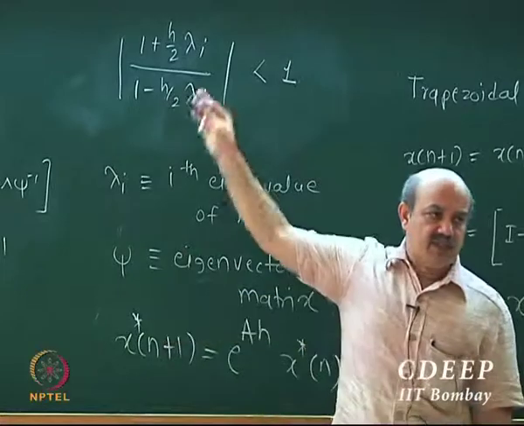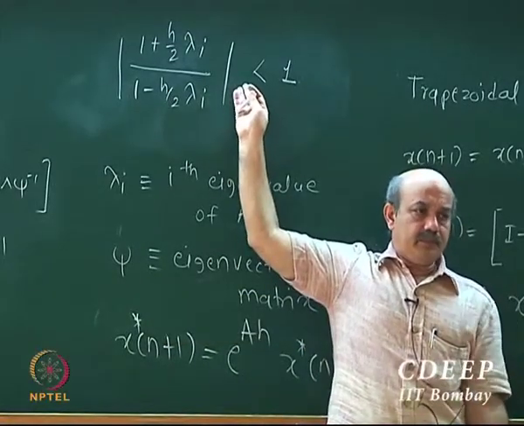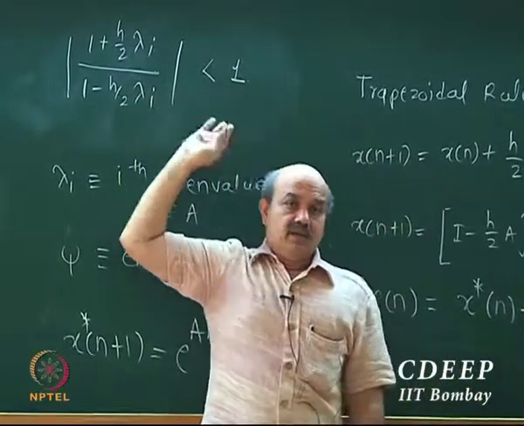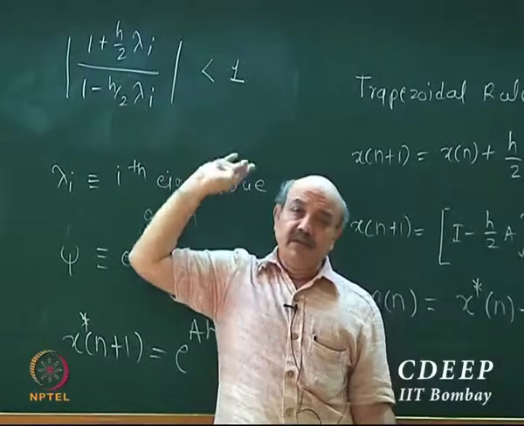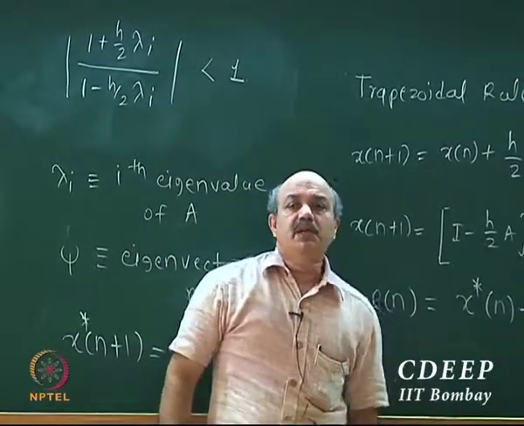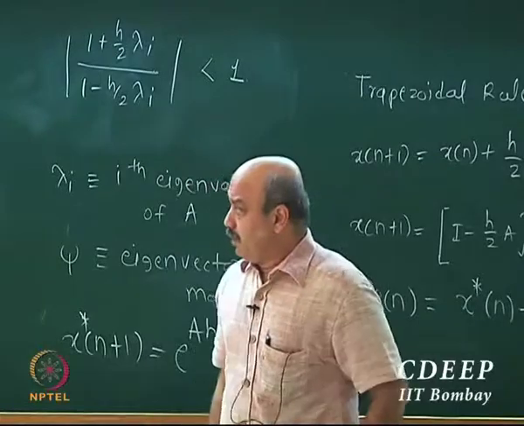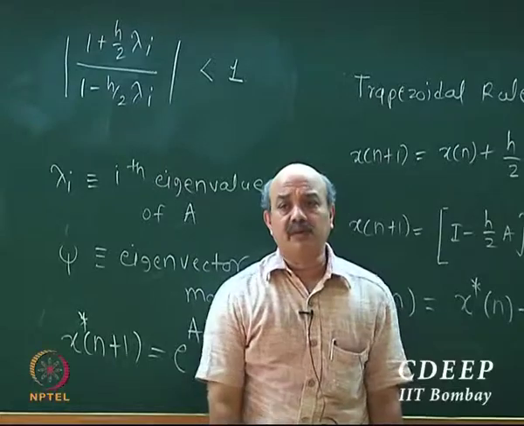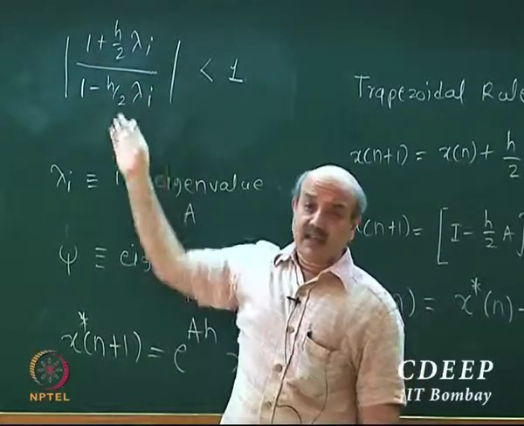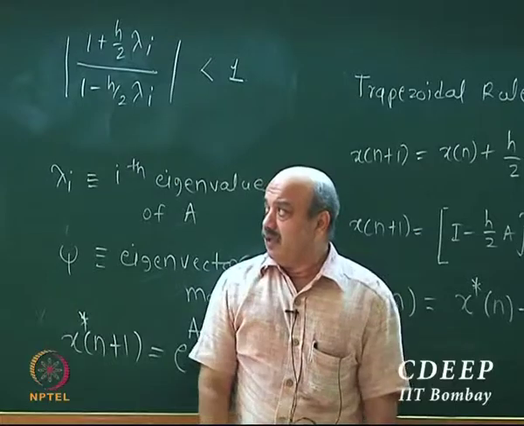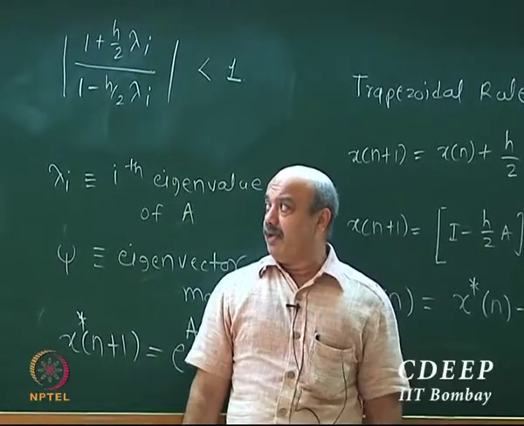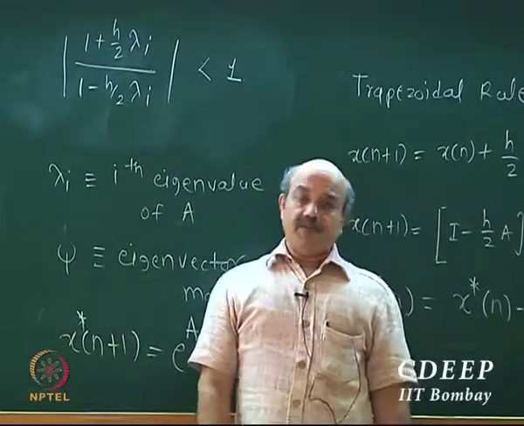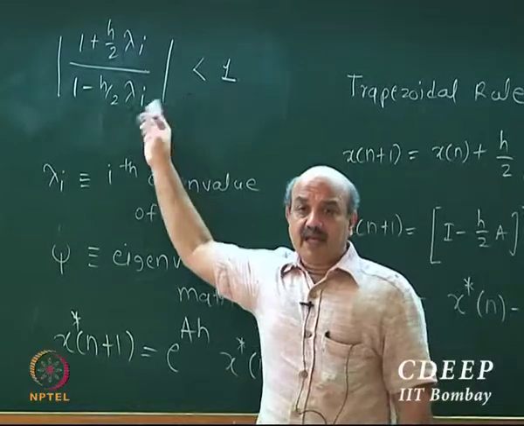Okay? We want this to be strictly less than 1 for all i. So that is the stability characteristic, that is the convergence characteristic. We call this method asymptotically stable, or A-stable, provided all the eigenvalues of this matrix, (I minus h/2 A) inverse times (I plus h/2 A), are inside the unit circle.